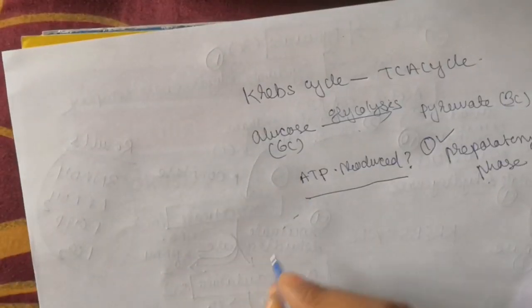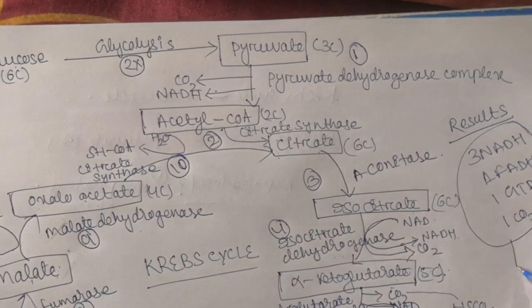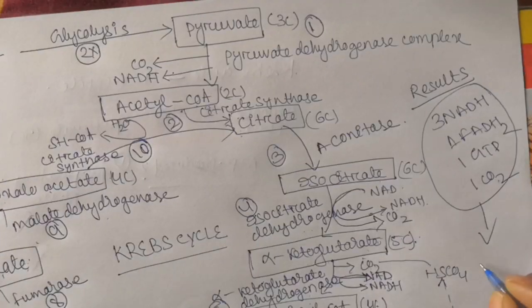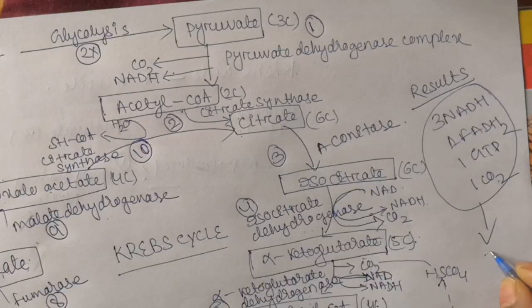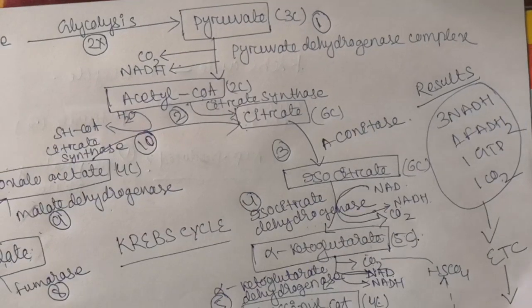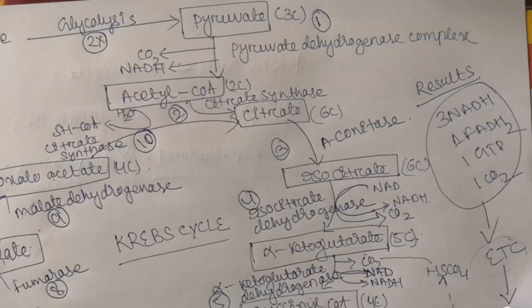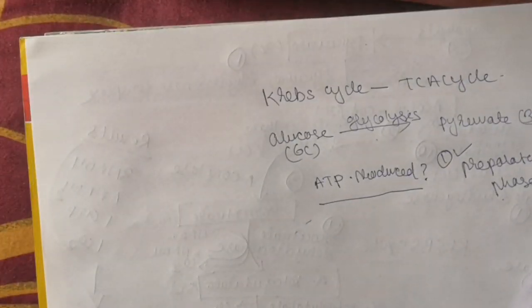Here you got 3 NADH, 1 FADH2, 1 GTP and 1 carbon dioxide, which go to the electron transport chain, which produces ATP. So I'll explain the ETC, then I will tell you the number of ATPs produced from each. So I was talking about how to remember all the steps.